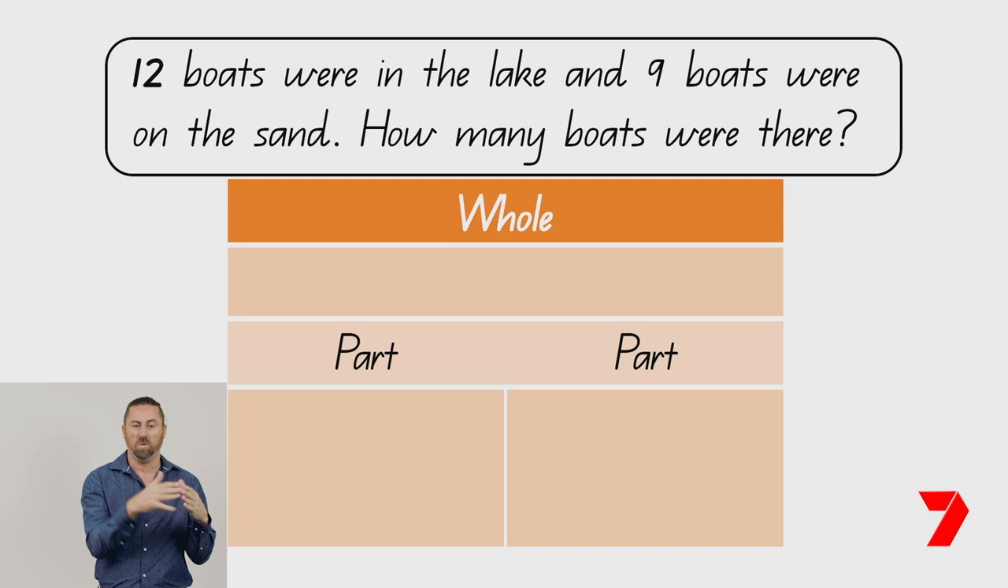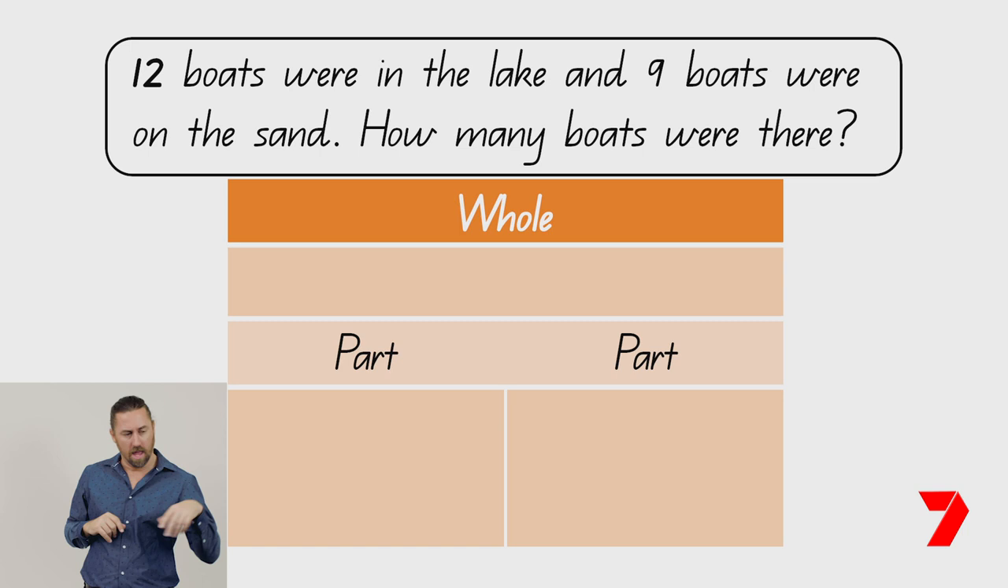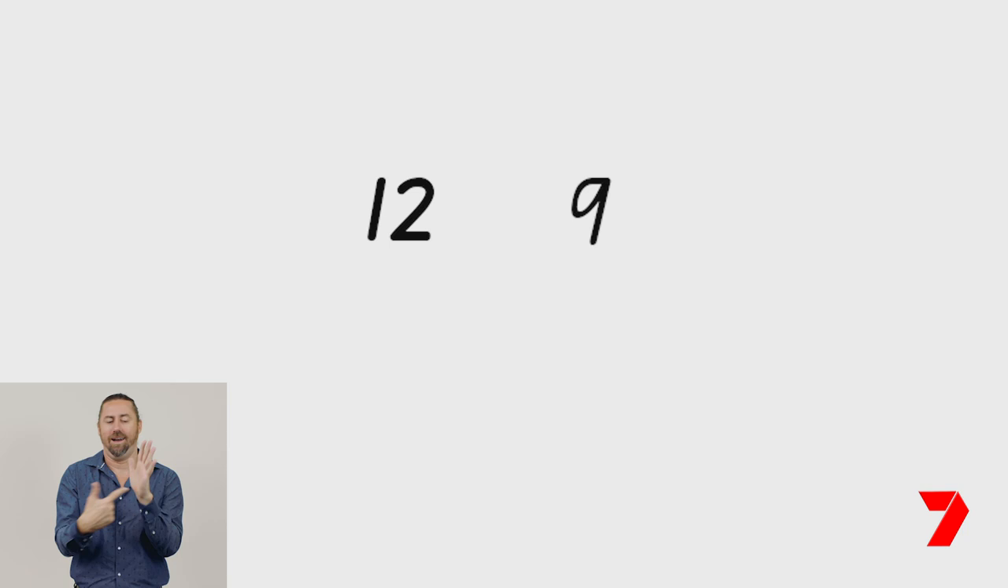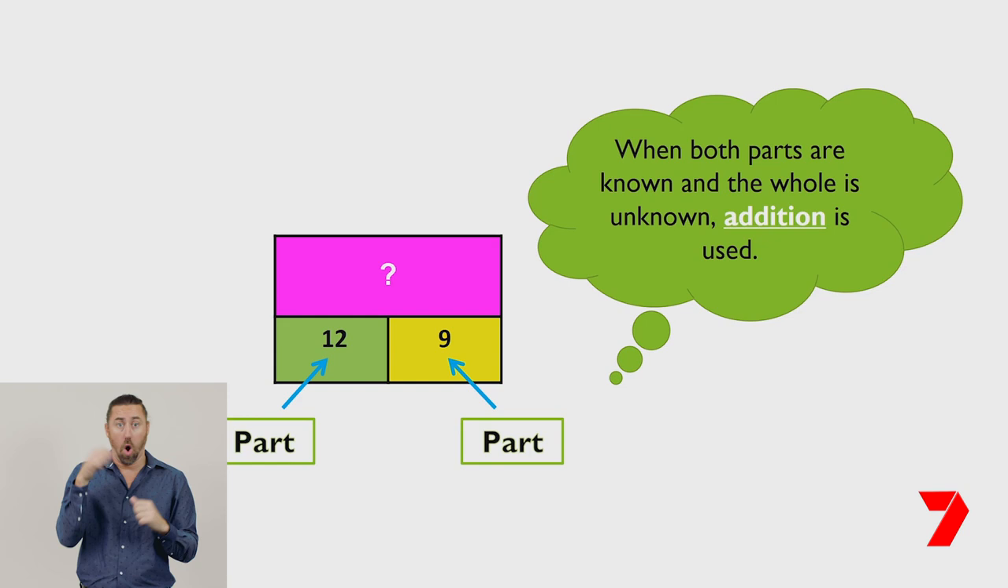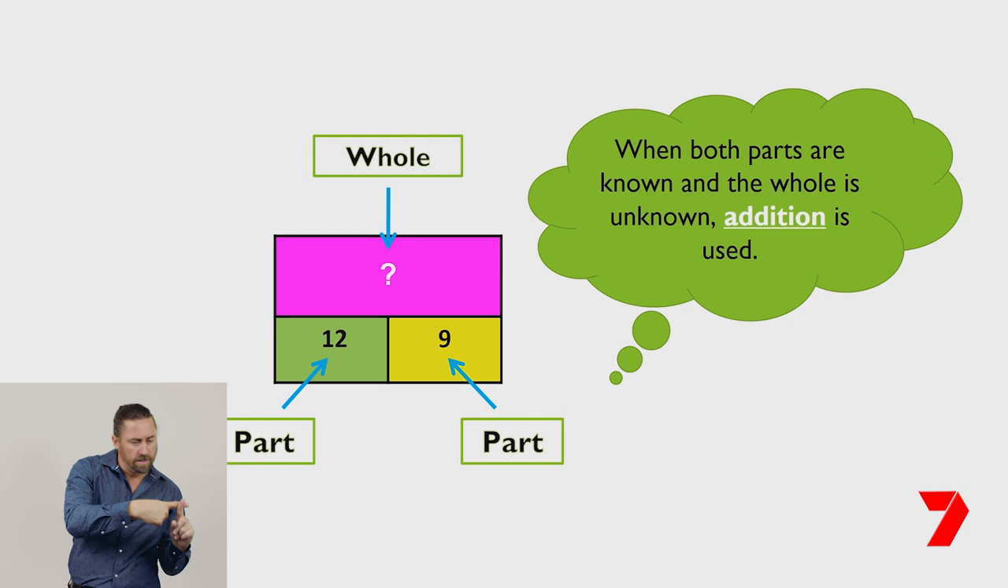When we know both parts and we need to find the total or whole amount, we can use addition to solve the problem. So in the problem 12 boats were in the lake and 9 boats were on the sand, how many boats were there? We know there are 2 parts, the 12 and the 9. We can use addition and add the 2 parts together to find the whole. Let's watch and see. When both parts in a number problem are known and the whole is unknown, we can use addition to find a solution to the problem.